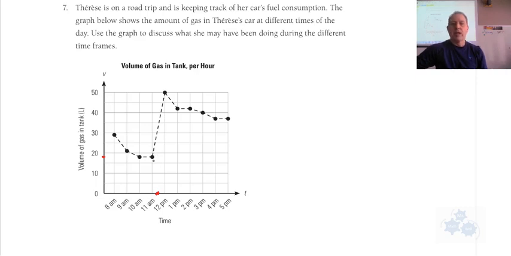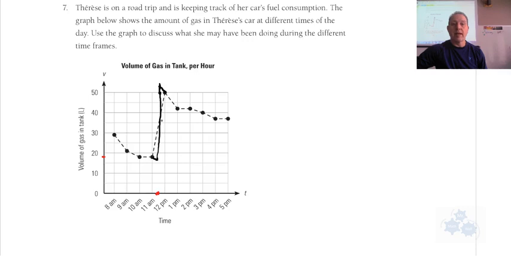So maybe she used a little bit of fuel to drive to the gas station, and then in the 5 minutes, she filled up her tank. Or maybe the tank was actually greater than 50 liters, and then she drove for half an hour, used a bunch of fuel, and so on, right? So we don't know actually what happens in between there, because it only takes 5 minutes to fill up your car. It doesn't take an hour.